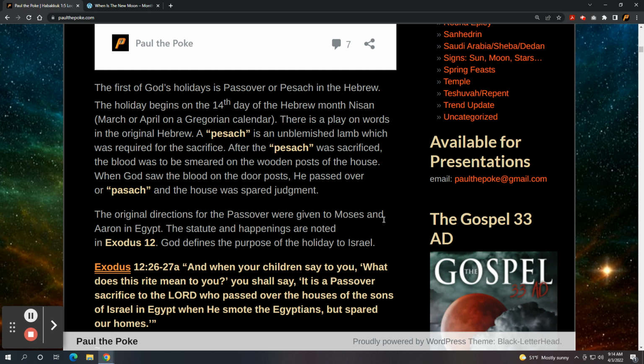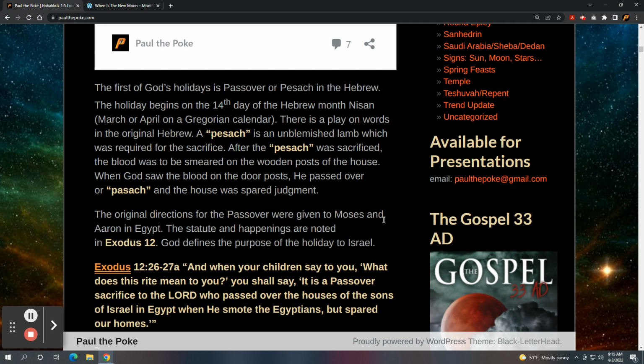A Pesach is an unblemished lamb, which was required for the sacrifice. After the Pesach was sacrificed, the blood was to be smeared on the wooden posts of the house. When God saw the blood on the doorpost, he passed over, or pasach, and the house was spared judgment. Passed over, Pesach, because of the shed blood of the Pesach. I'm sure those who speak Hebrew could do a much better job than I did with pronunciation.